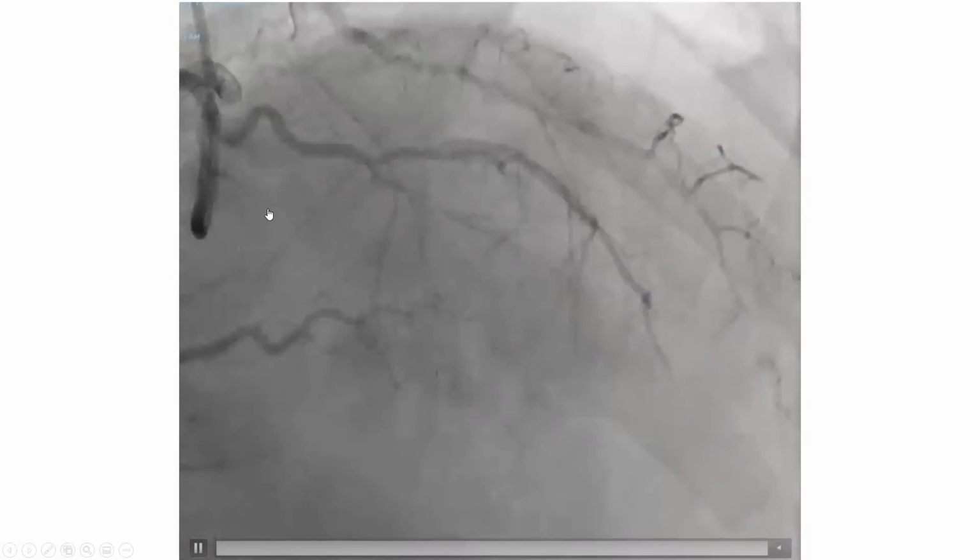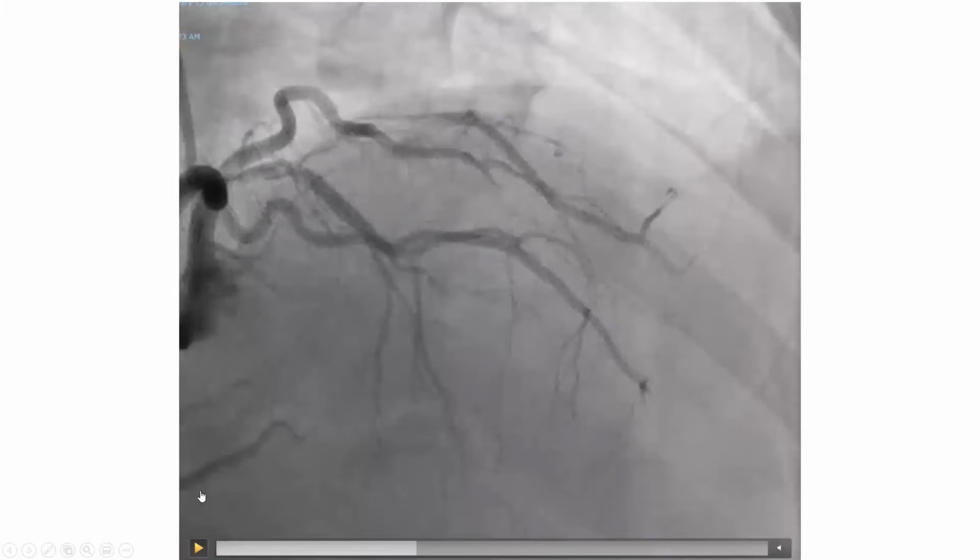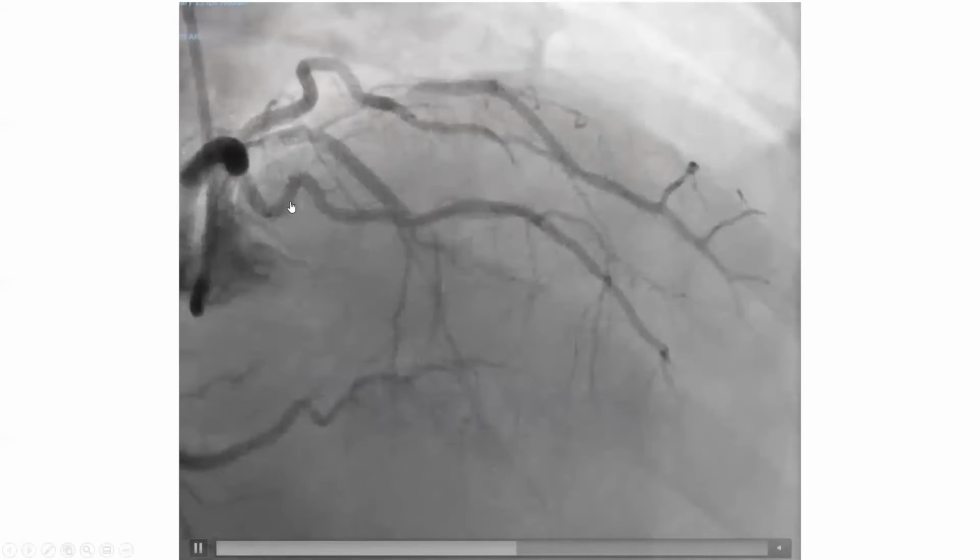Try to delineate the LAD, and I'll help you here. So this is the LAD here coming. It's giving that big LAD dash septal in a dual LAD system. So the LAD septal that gives all the septals. Then the other LAD, the LAD diagonal, what's happening with it?